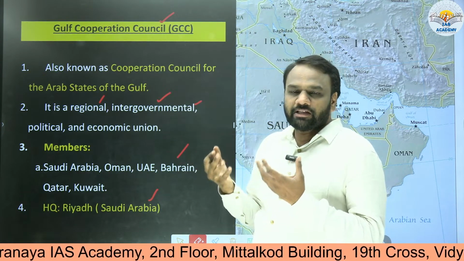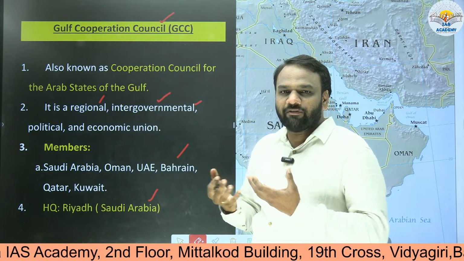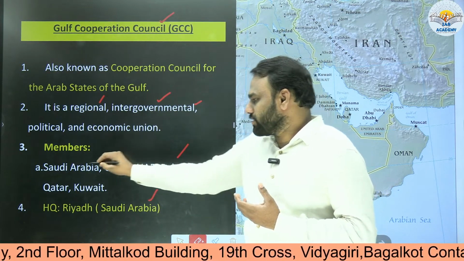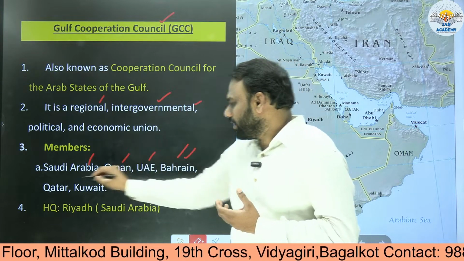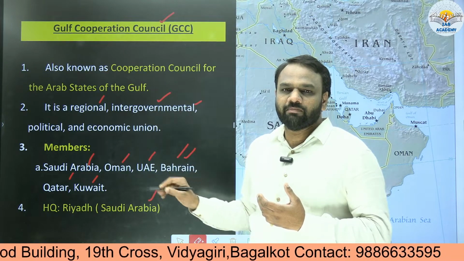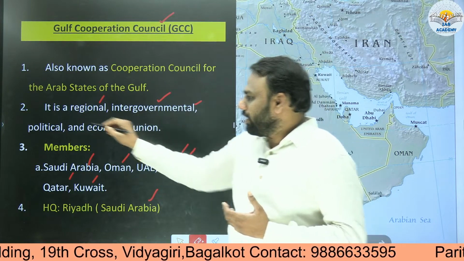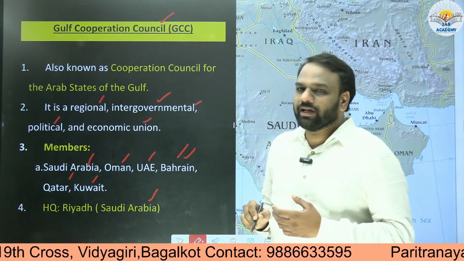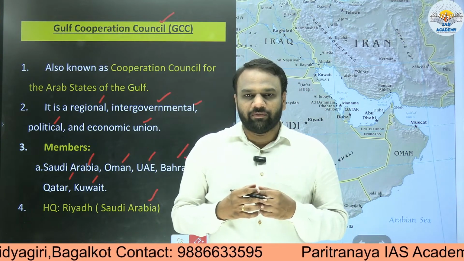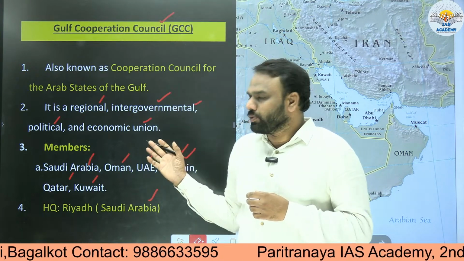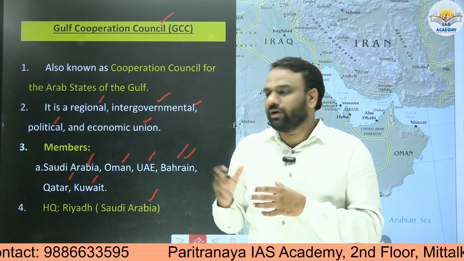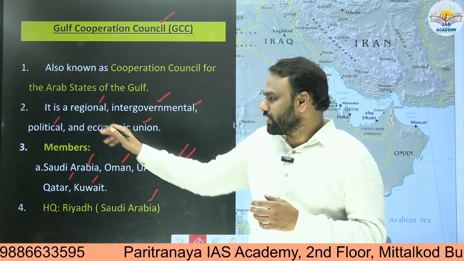It means it has been formed based on the understanding between the governments of different members. Here we have listed the members: Saudi Arabia, Oman, UAE, Bahrain, Qatar, Kuwait. It's an understanding between the governments of all these member countries. Intergovernmental. It's a political union. What does political union mean? When any big political decisions have to be taken at the international level, whether to support that decision or not, such decisions are taken collectively by these member countries. That's why it is called a political union.